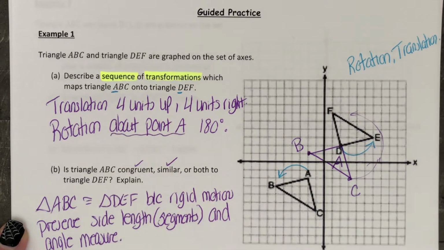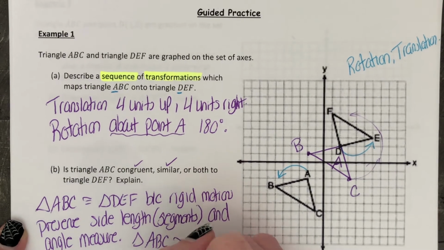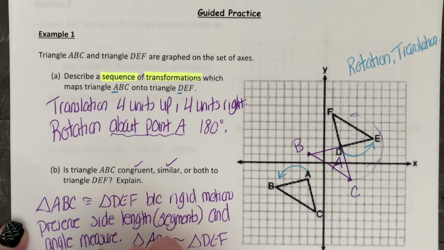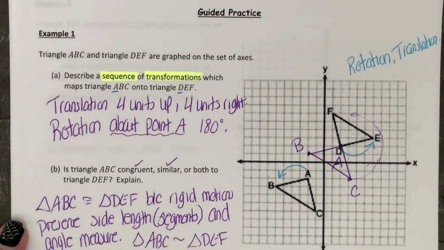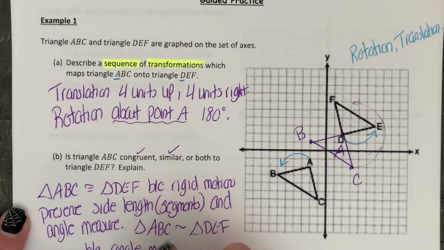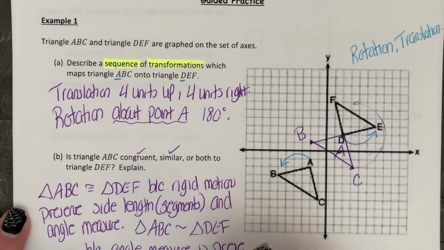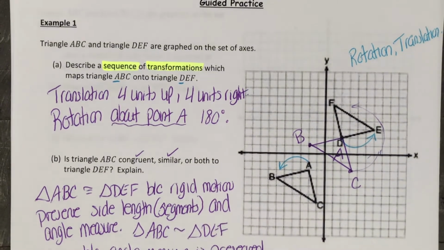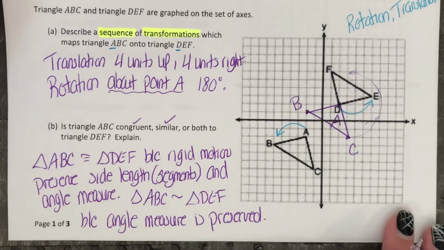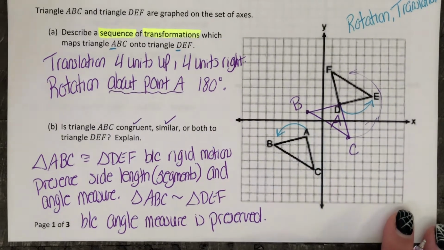So they're definitely congruent, but they're also similar. So I'm also going to say triangle ABC is similar to triangle DEF because, again, because angle measure is preserved. All right. So sorry, guys. Having a hard time keeping this up here. All right. Questions, comments, concerns? Awesome. Let's go to the next page.